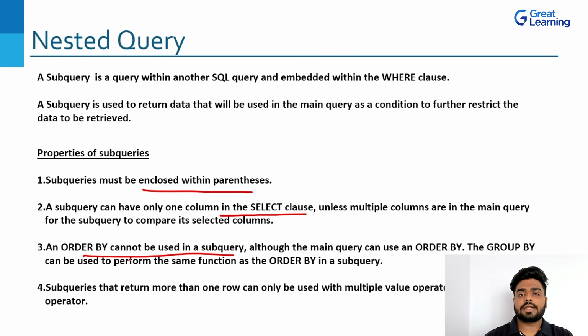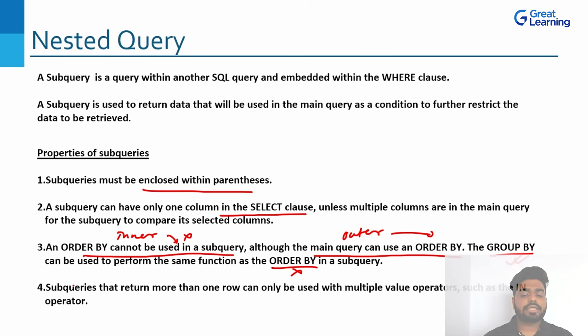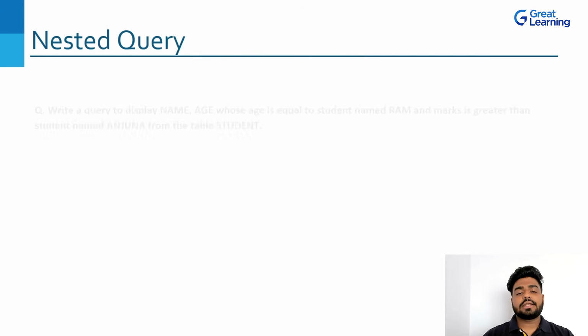These are some of the pointers which I'm underlining, and these are very important when you talk about subqueries and nested queries. Order by cannot be used in a subquery, although the main query can use an order by. So the outer query can have the order by, but the inner query cannot. The group by can be used to perform the same function as the order by in a subquery. So don't use order by in the subquery; use group by instead. Subqueries that return more than one row can only be used with multiple value operators such as the IN operator. Okay, perfect. Let's move to the next question.